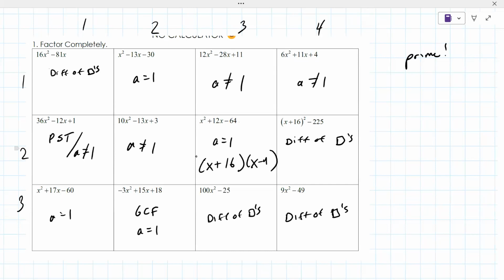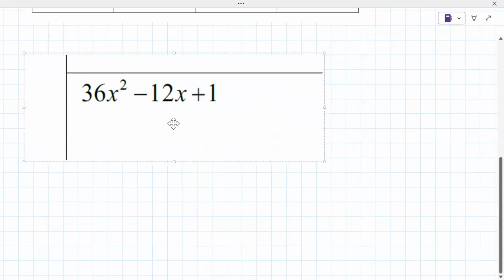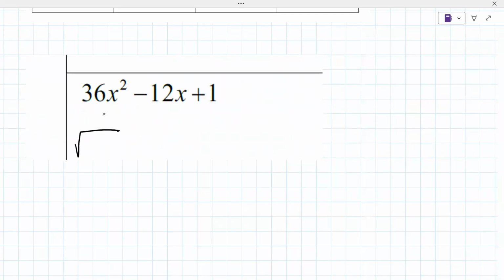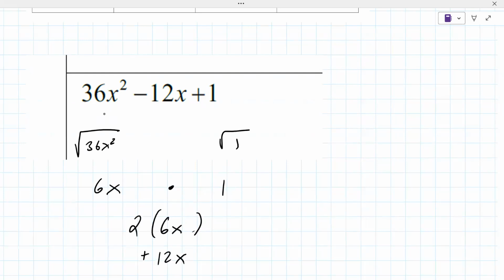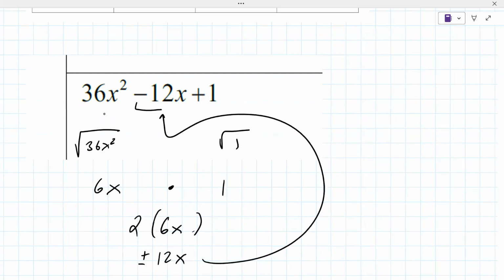I'd like to go over the one in row 2, column 1, the perfect square trinomial. What I'm looking for: I said A not equal to one because it is true, but what it is is that if you can take the square root of the first term and the square root of the last term, multiply them together, and then double it, and if that is plus or minus the middle term, it is a perfect square trinomial, which it is.